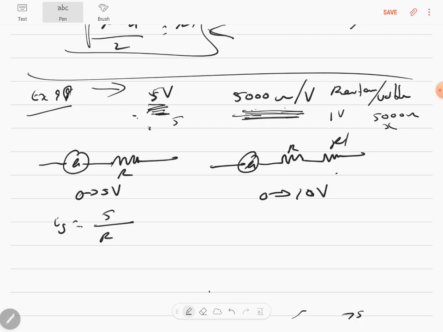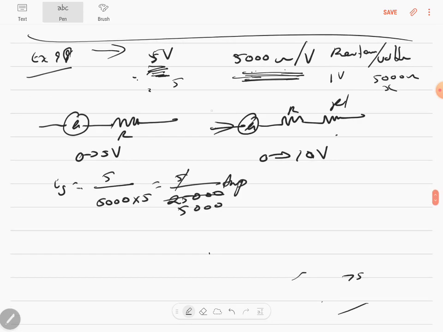Okay, they have already given the resistance to be 5000 ohms per volt. 5000 ohms, then for 5 volts it's 5000 into 5. So 5 by 25,000. So 5 5s are 25. So 1 by 5000 amps is my Ig. That is the same Ig which is going to flow through this side also. You know how we do it? It's the same Ig which is 1 by 5000 amps is going to flow through here also.